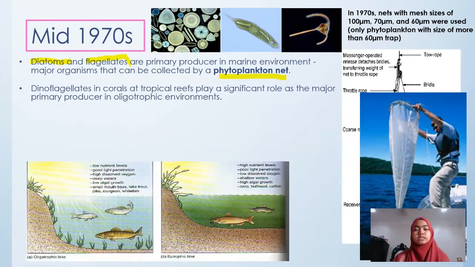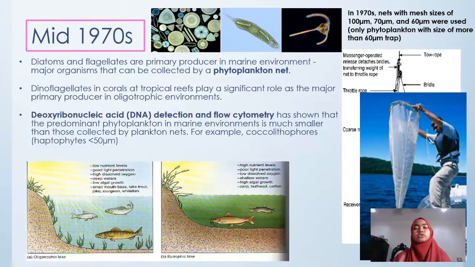Oligotrophic environments are environments with low nutrients, such as in lakes, and with high oxygen levels. And there is a eutrophic zone, which has low oxygen levels and an abundance of algae. DNA detection and flow cytometry have shown that the predominant phytoplankton in the marine environment is much smaller than those collected by the phytoplankton net. For example, coccolithophores.